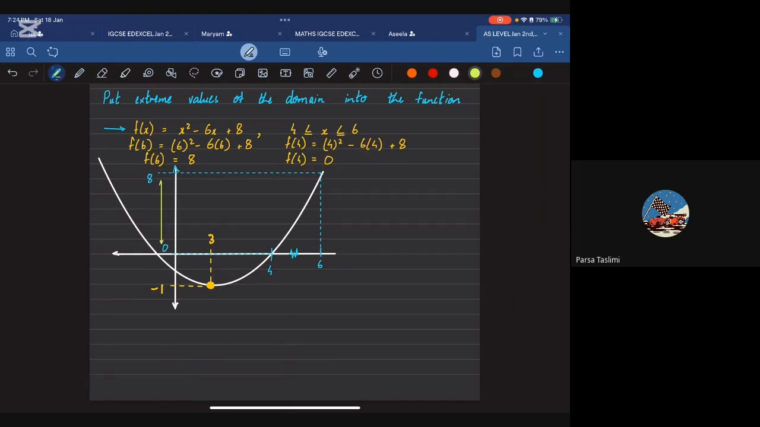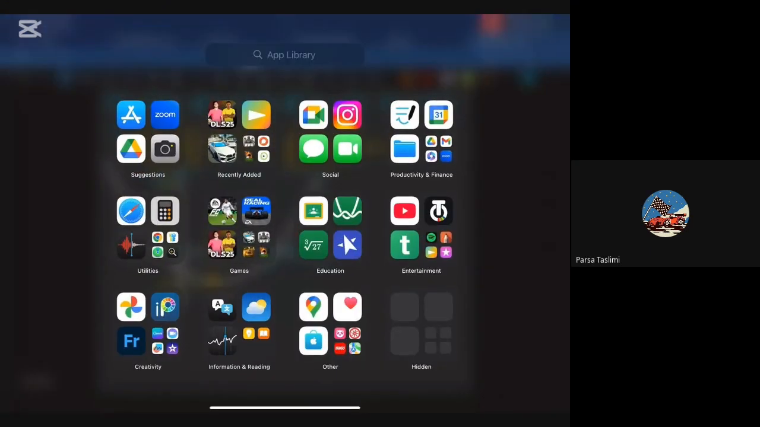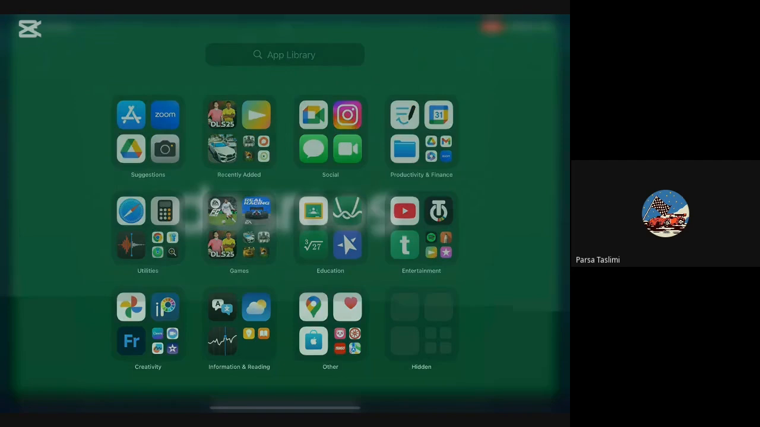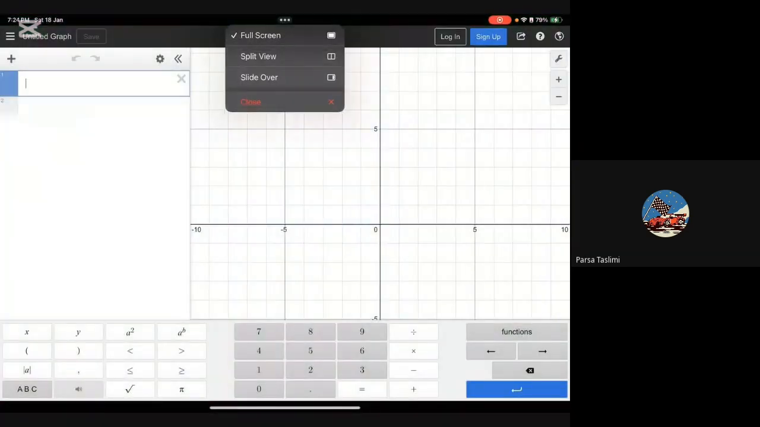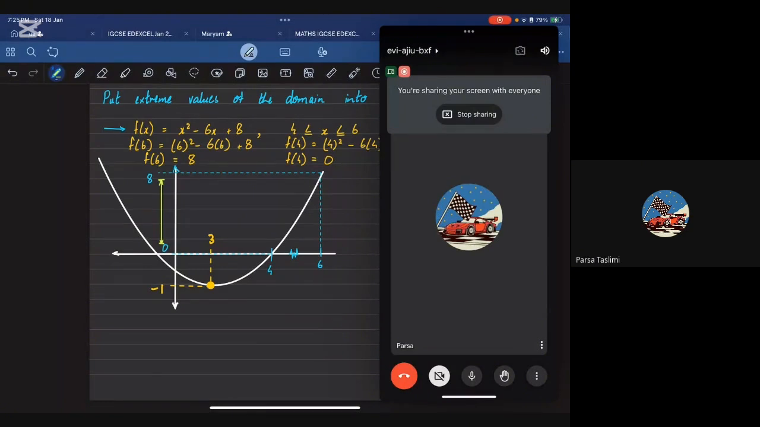Clear, Pasha? Yes. Perfect. Keep it till here. All right.